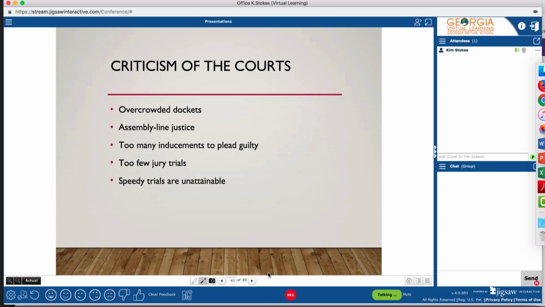There are some criticisms of the court system. Overcrowded, too many cases, can't get them all through, violates the speedy trial right that you have. Sort of like an assembly line, one after the other. Too many indictments to plead guilty. Too few jury trials. Speedy trials are unattainable.